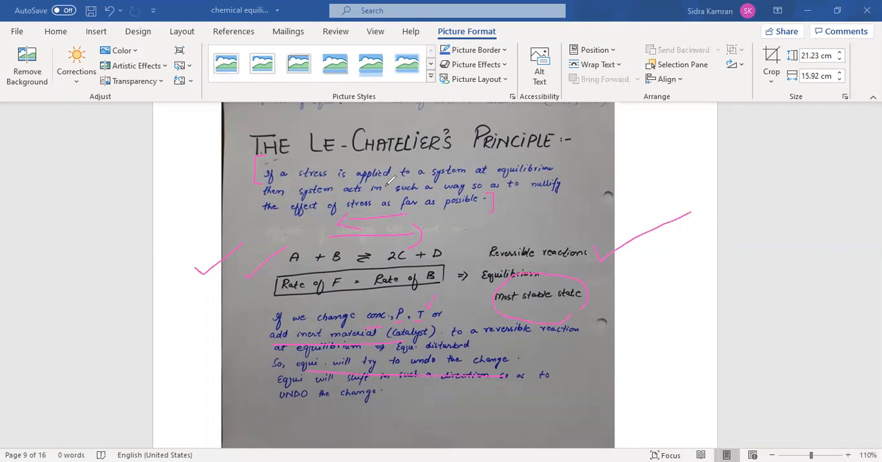If a stress is applied to a system, where stress is a change in concentration, pressure, or temperature, or if you are adding any kind of catalyst to a system at equilibrium, then the system acts in such a way as to nullify the effect of the stress as far as possible. The equilibrium system will try to cancel out the effect which is disturbing the equilibrium condition, because the equilibrium condition is the most stable condition, and due to that equilibrium we can get a higher amount of product.